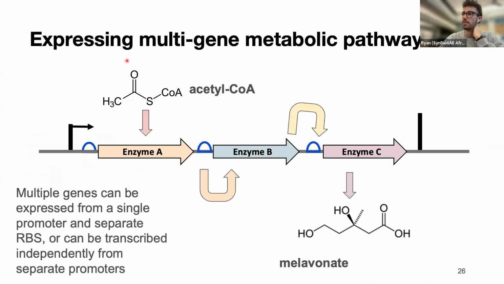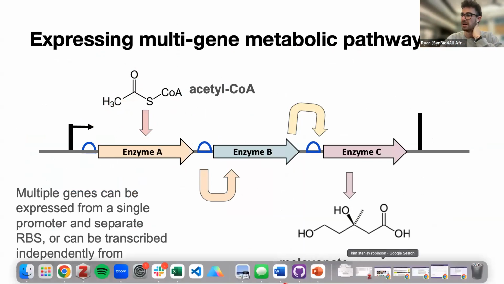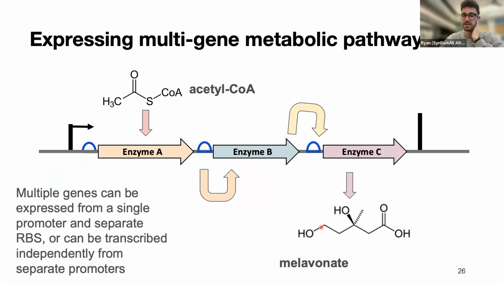And so if you're trying to express a multi-gene metabolic pathway, let's say to turn acetyl-CoA into mevalonate, which is one of the precursors for artemisinin, you can do this by expressing a multi-gene metabolic pathway. So from a single transcriptional unit and different RBSs, you can express these 3 different proteins. You could also imagine expressing these 3 different enzymes from 3 different promoters and 3 different terminators.